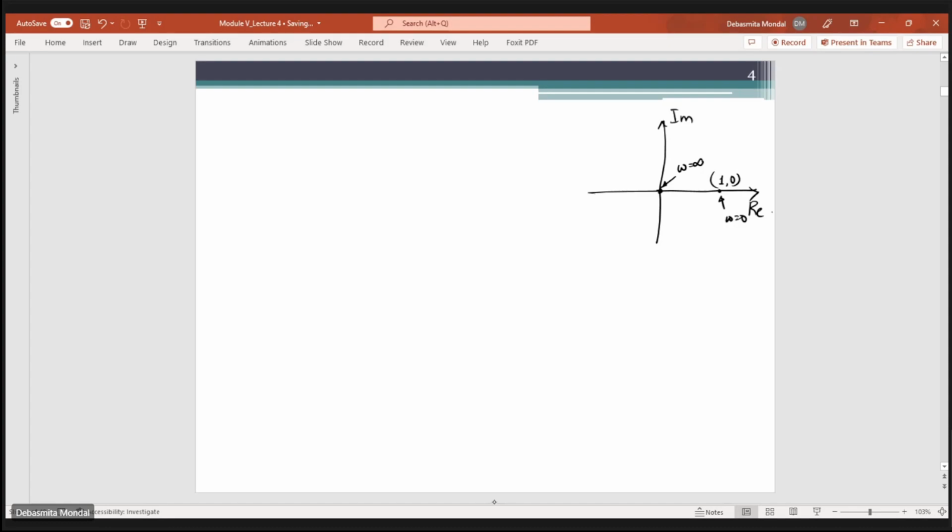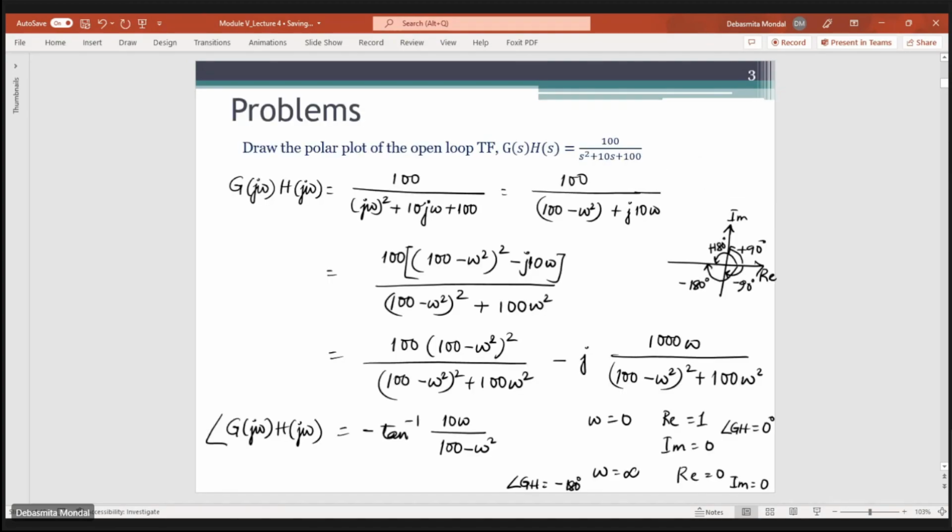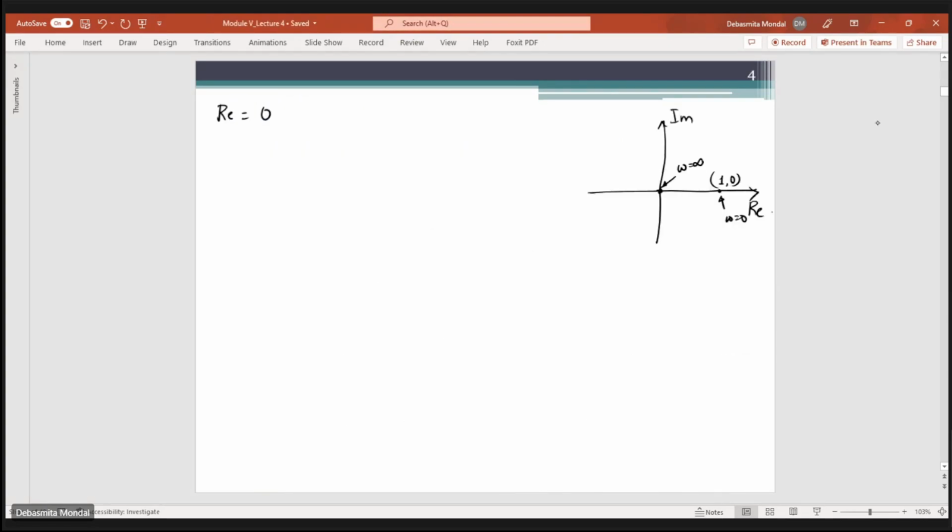Now next, we have to find out whether this polar plot will intersect the real axis, the imaginary axis, or both. Let's say we want to find at what point this polar plot will intersect the imaginary axis. Intersection with the imaginary axis means the real component should be equal to 0, right? So the real component is given by this part, and setting it equal to 0 means effectively you can write 100 minus omega square is equal to 0.